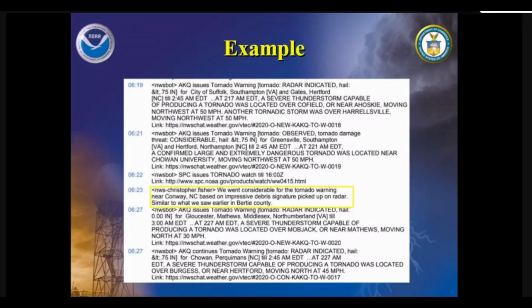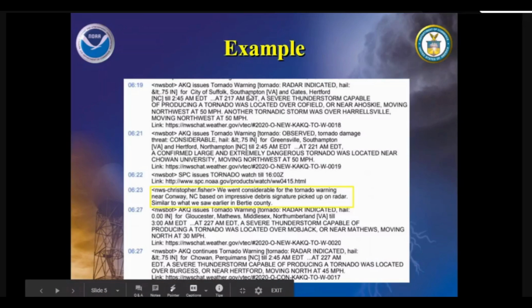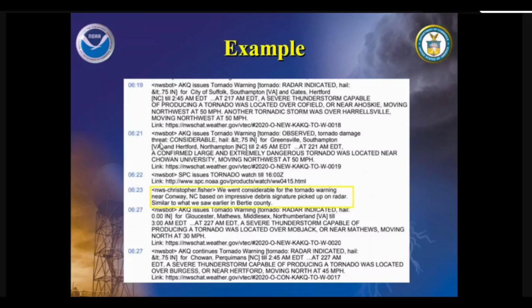This example is from a tornado outbreak that we had earlier this year, and you can see we're going through and issuing the warnings, and they show up in the chat. Then at 6:23, we mentioned our thought process. We typed in, we went considerable for the tornado warning near Conway, North Carolina, based on impressive debris signature picked up on radar, similar to what we saw earlier in Bertie County.